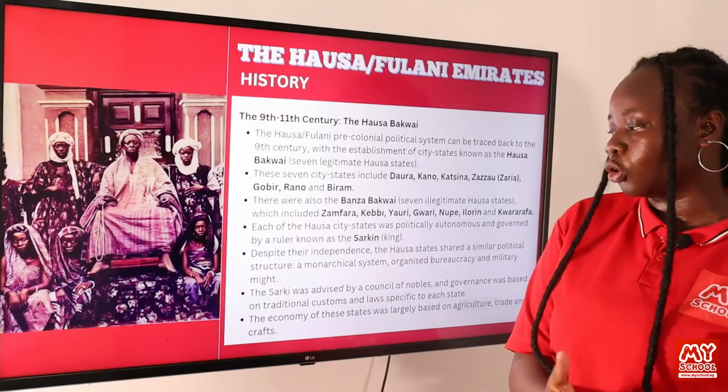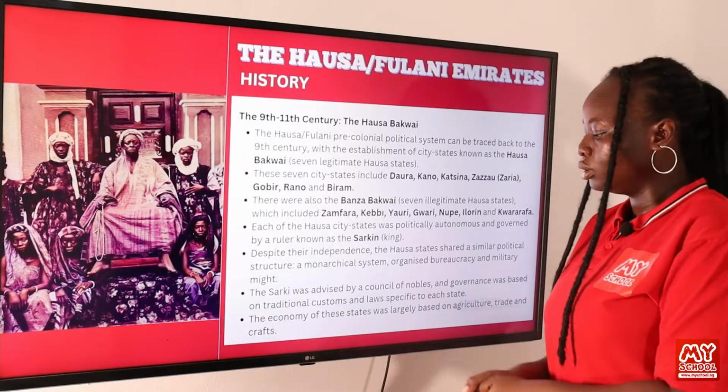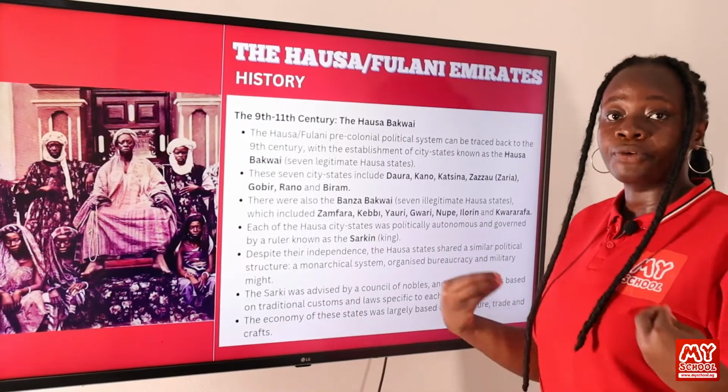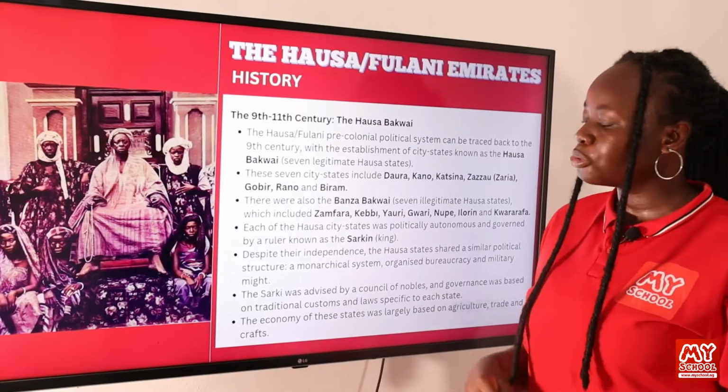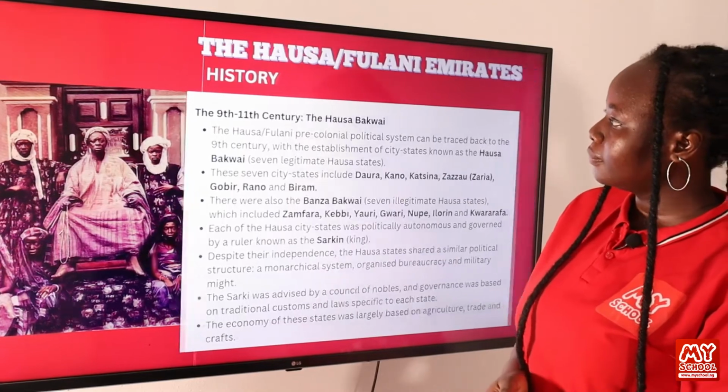So they also had an economy. The economy of the states was largely based on agriculture, trade, and crafts. So they were basically farmers, and they sold whatever crops they had with one another. They also created different types of crafts. Now let's move on to the next slide.